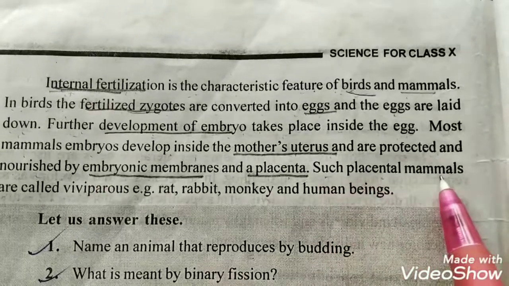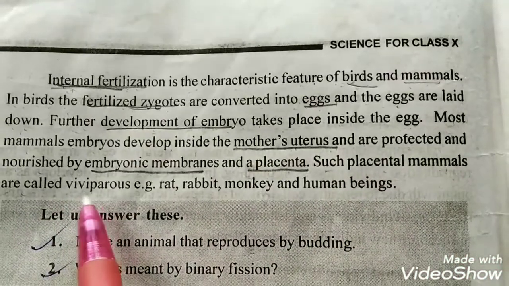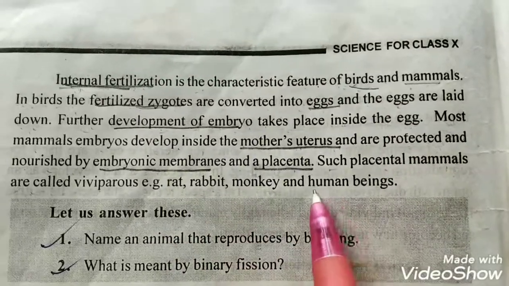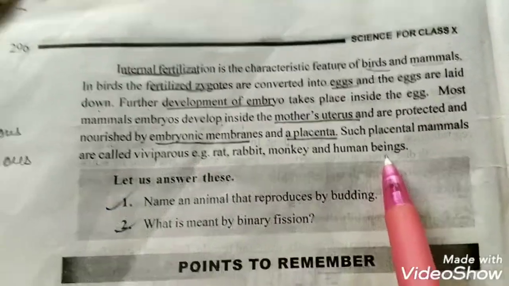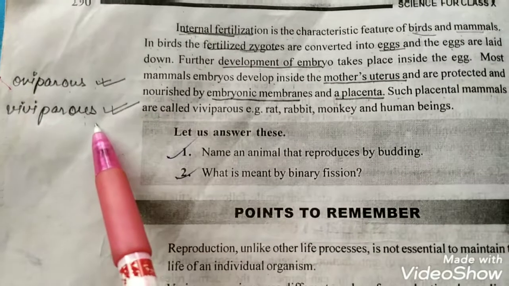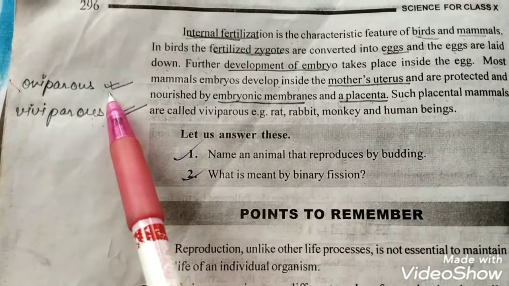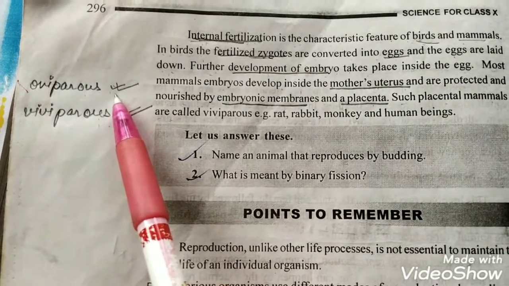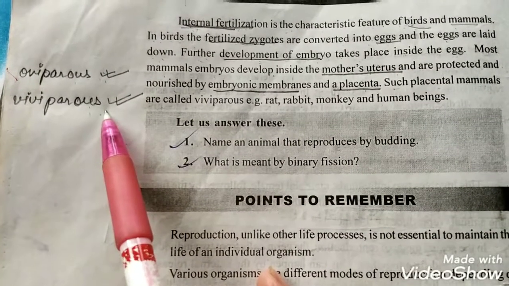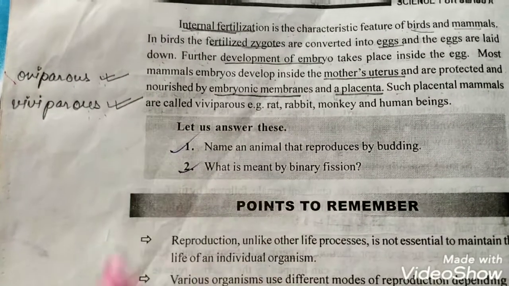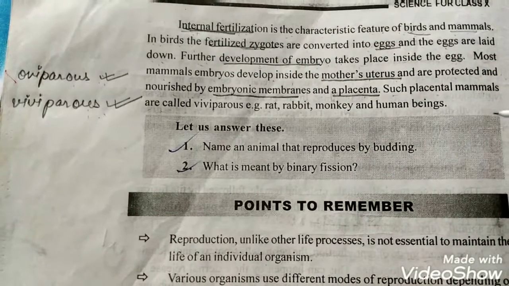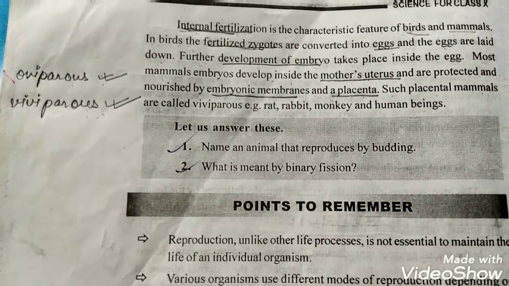Such placental mammals are called viviparous. Examples: rat, rabbit, monkey, human beings, etc. So animals can be oviparous and viviparous. Oviparous animals are the animals which lay eggs, and viviparous animals are the animals which give birth to the young ones. So here, this is the end of chapter number 15, reproduction.